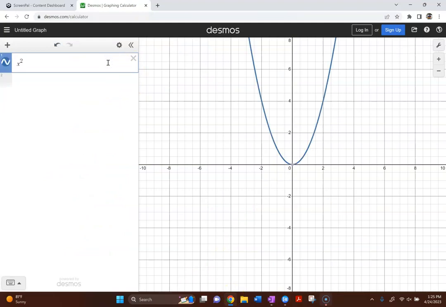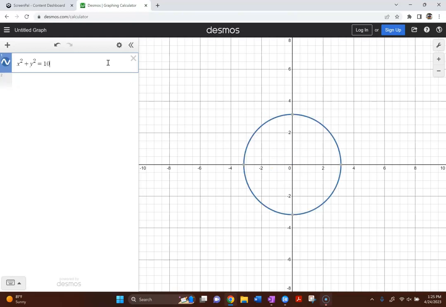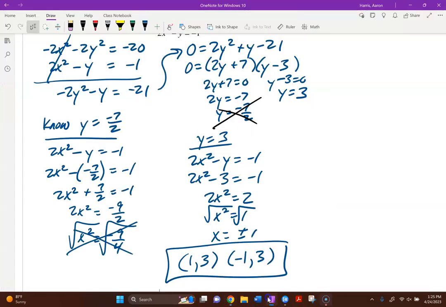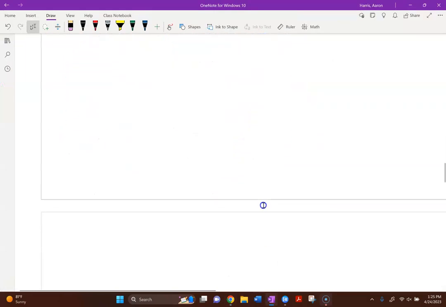X squared plus y squared equals 10. That was a circle with a radius of the square root of 10, centered at 0. The next one's a parabola, 2x squared minus y equals negative 1. There's that parabola, and you can see they hit right there at negative 1, 3 and 1, 3. Those 2 points that we had equations for. All right, let's keep going here.